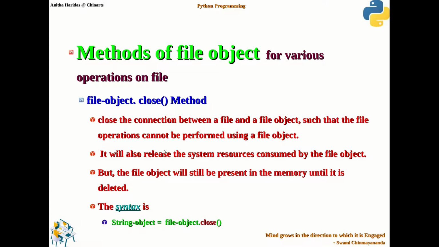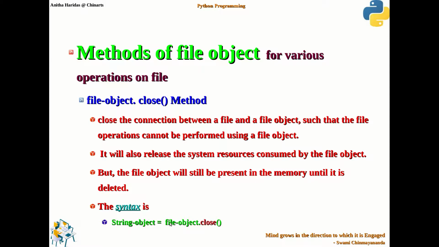Not only that, it will also release the resources. Whatever resources are used by this particular file, all those system resources will be released. But the point to be noted here is that the file object will be present in memory until it is deleted. So closing does not delete the file object, it just closes the file and releases all the system resources, but the file object will still be in memory. Again, if you want, you can use the file object's open method so that the file will be opened again.